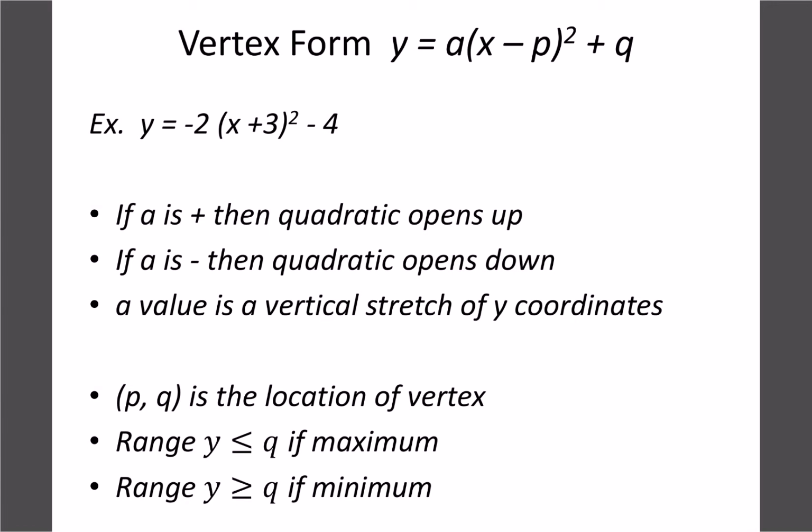So what we're going to do today is go through the features and kind of tell us what that means in terms of the graph. So the first thing we looked at already is we know that if a is positive, the graph opens upwards. If a is negative, it opens downwards. So looking at this equation that we got as an example, we know that we have it opening downwards, right?